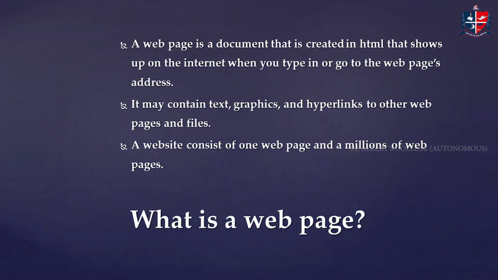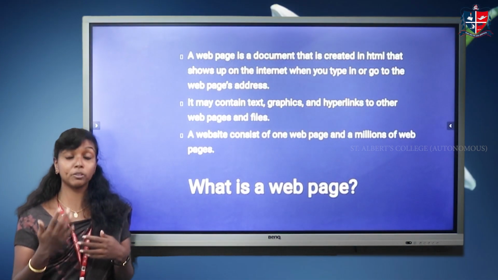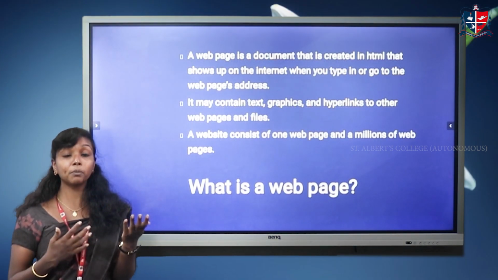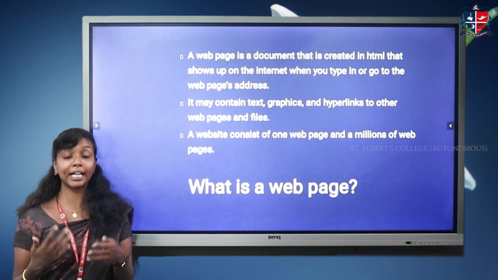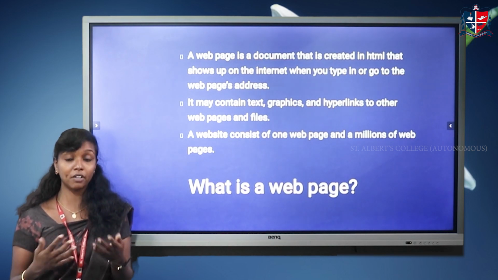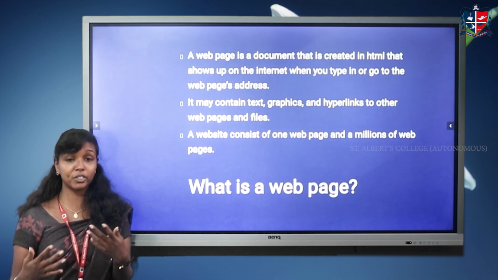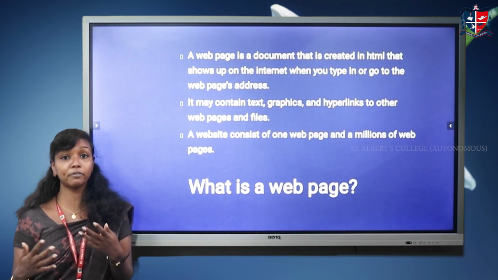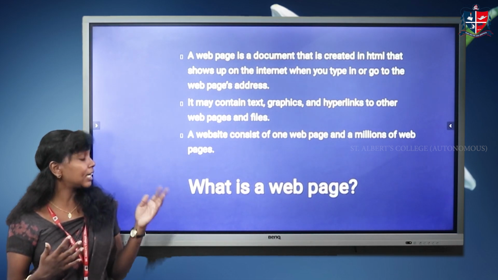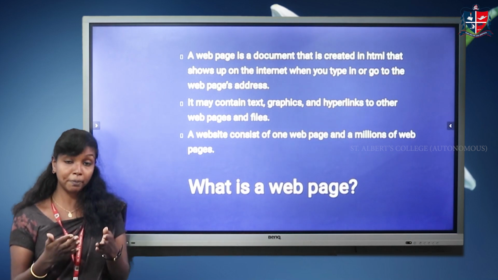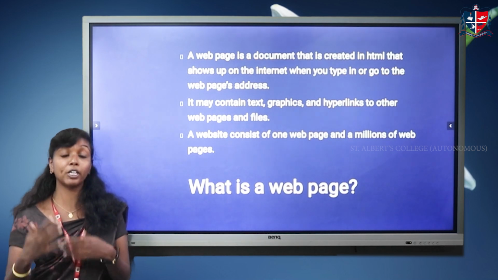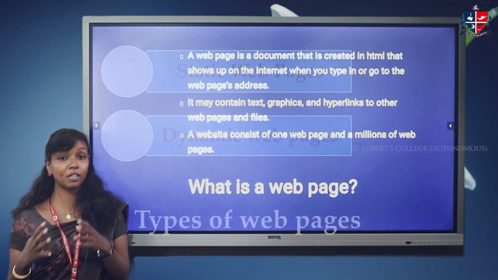Now let's see what is a web page. A web page is a document that is created by using HTML that we can see through the internet when we enter the web address. It contains different kinds of information in the form of text, images, graphs, and hyperlinks to other web pages. And a website consists of one web page or millions of web pages.